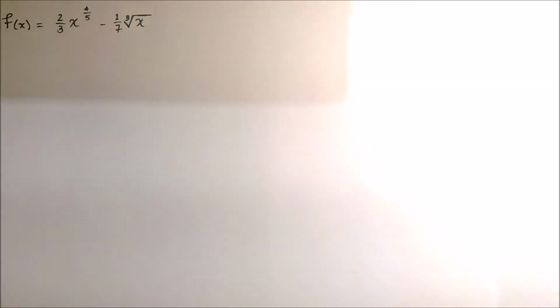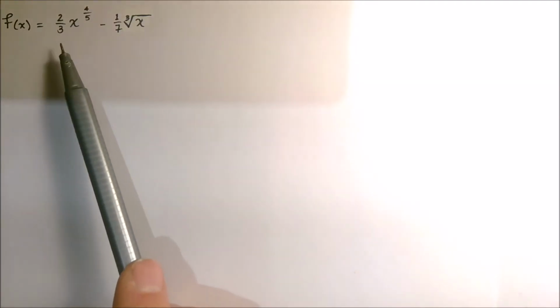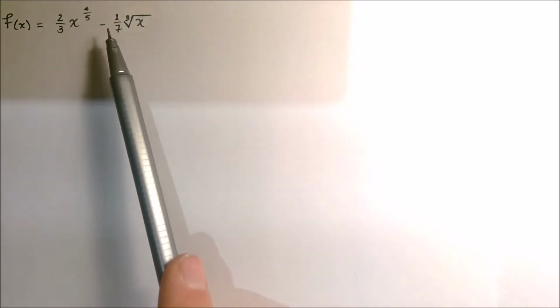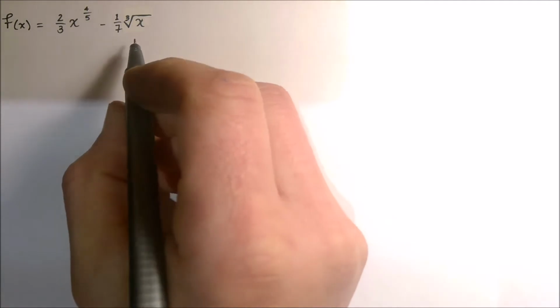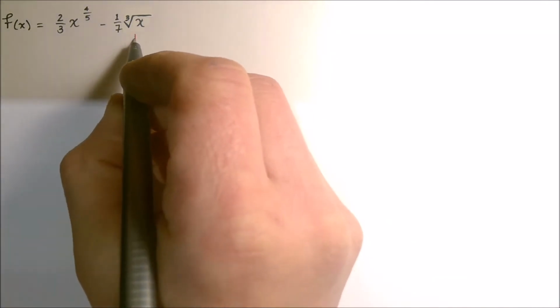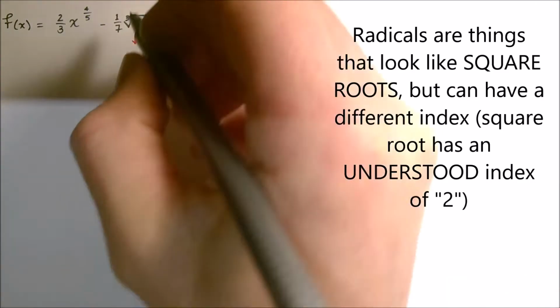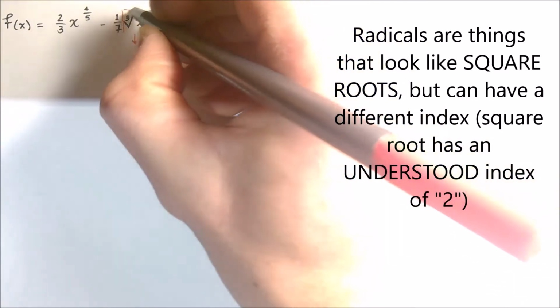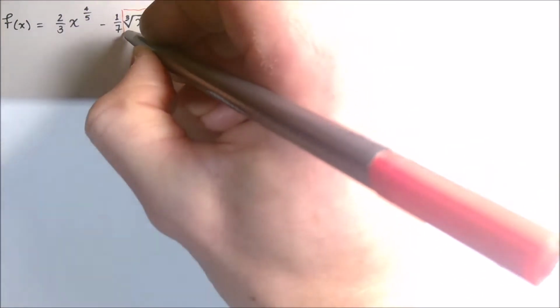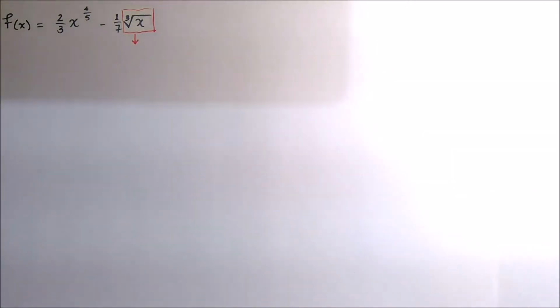All right, so what we're looking to do is differentiate f of x equals 2/3 x to the 4/5 minus 1/7 times the cube root of x. The very first thing you should do, if you see a radical in your function, it's highly advisable to take that radical and change it into fractional or rational exponent form.